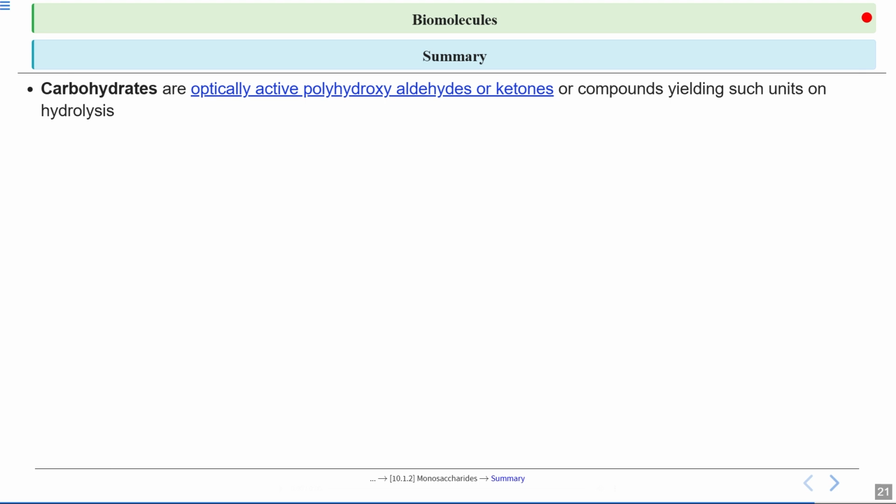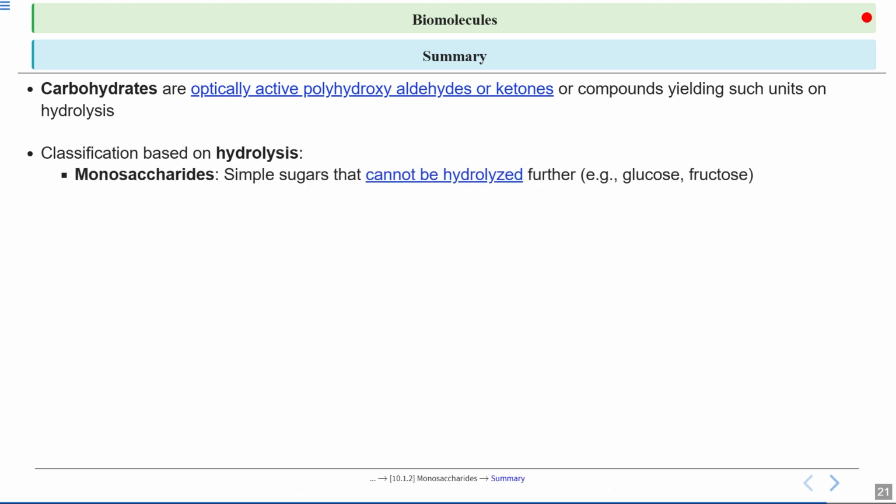Now let's summarize what we have studied in today's lecture. Today we discussed carbohydrates, which are optically active polyhydroxy aldehydes or ketones, or compounds yielding such units on hydrolysis. We looked at the classification of carbohydrates, which is based on hydrolysis. How do we define hydrolysis? It is a chemical process where a compound reacts with water and breaks down into smaller units.